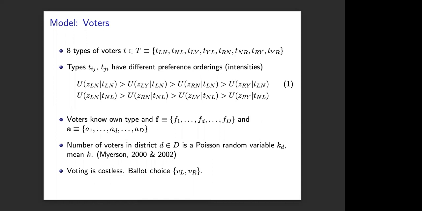The number of voters in every district is not known, but it's a Poisson random variable with mean K, which is just a technical thing to make sure we get some kind of randomness, and makes everything a lot easier to calculate, to be honest. Voting is costless. So what do the voters do? They either vote left or they vote right.